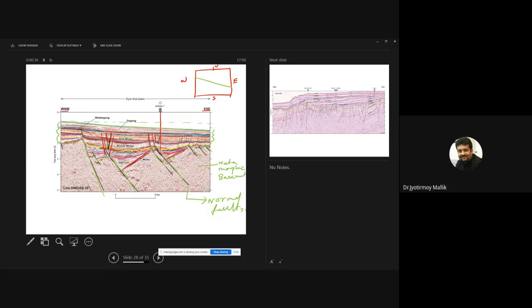There is another beautiful thing that you can observe here: the sedimentary layers closer to the fault are thicker. But as we move away from the fault, it becomes thinner, and this is what we call growth strata. Another question, let me ask my students, what does growth strata indicate? What type of deformation does growth strata indicate?